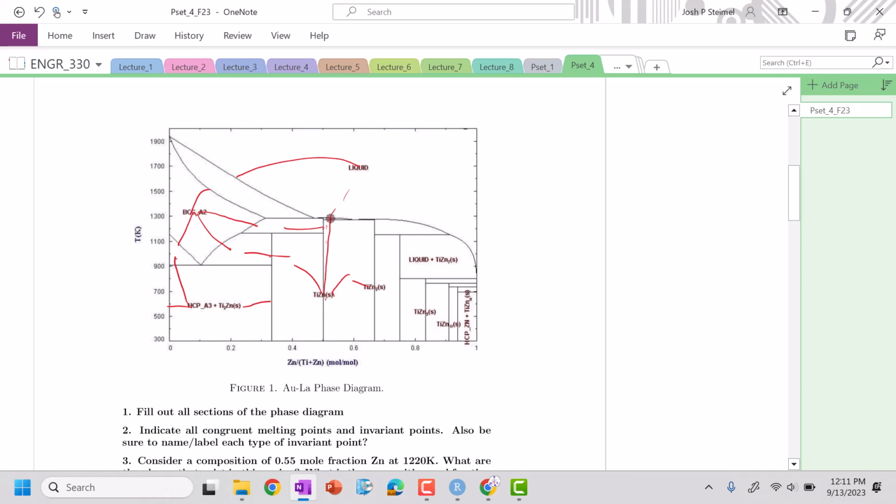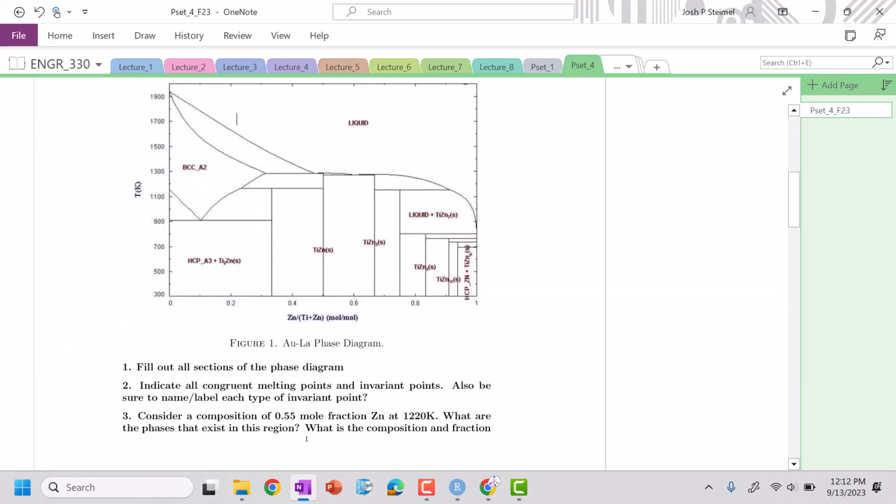This will be TiZn plus liquid in this little region right here. This will be TiZn2 plus liquid right here. This will be liquid plus TiZn2 as well. This is telling us that this is TiZn right here. This will be TiZn5 plus this one here. Basically this line plus this line plus this line, and then you can see the picture here. Excellent. So I'm going to delete all these.